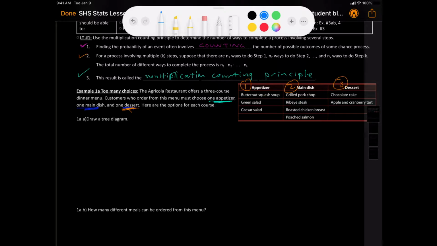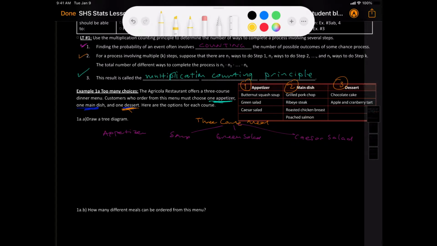I'm going to do a different tree diagram. It's pretty much the same idea. 3-course meal. And you're first going to start off with the appetizer. And in the appetizer, you can get soup, you can get a green salad, or you can get a Caesar salad. I think I would choose a Caesar salad.